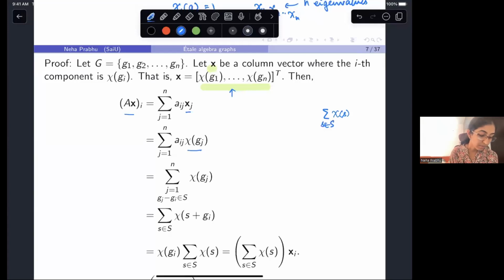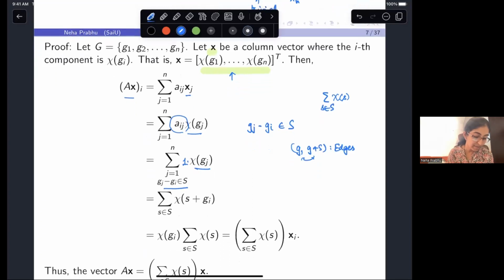But what was the definition of Aij? It is 1 if you have an edge from i to j. Now these are difference graphs, so that will mean that gj minus gi should be an element of your set. G comma G plus S was the edges. So the difference of these should be an element of S, and that's what I've written here. So it's just applying, it'll be chi of gj, and in that case the Aij is 1.